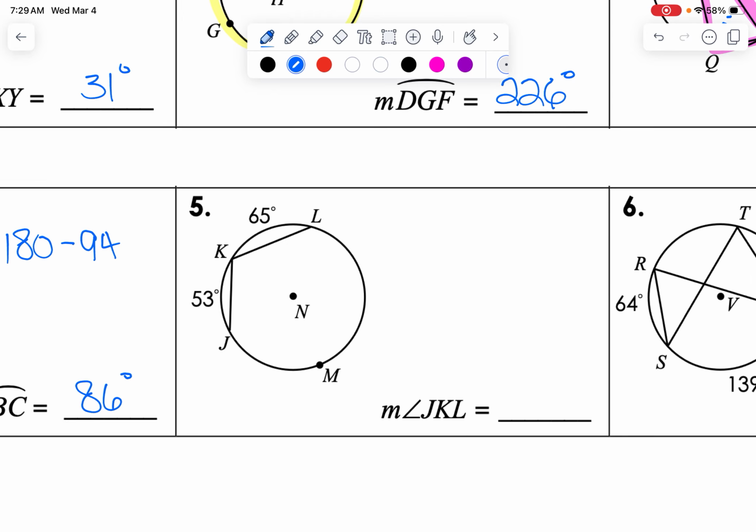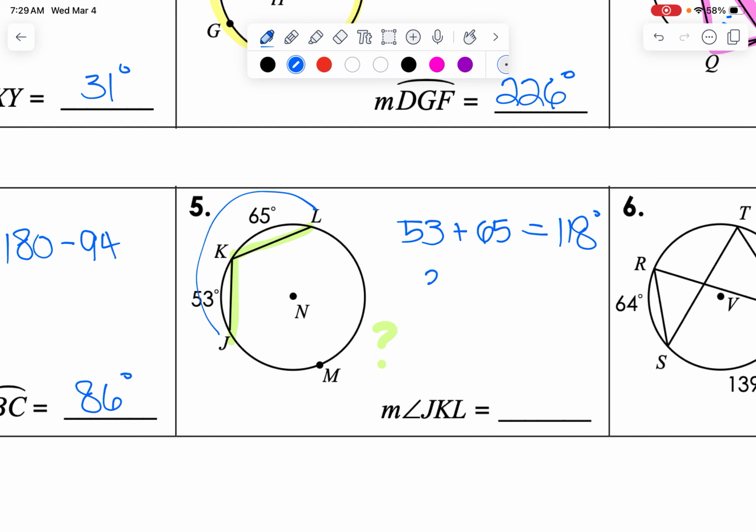All right, so this one, I want to know the measure of JKL, that angle. So that's this right here. But I don't know this arc. Okay, well, how can I figure this out? Well, I do know 53 and 65. So 53 plus 65 gives me 118 degrees. So from here to here is 118.